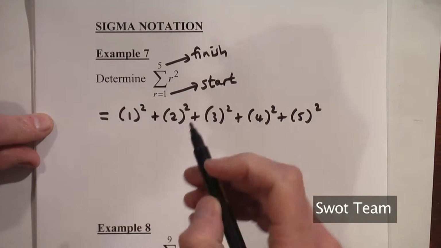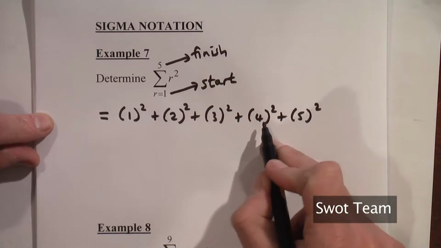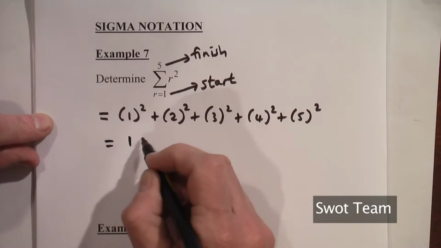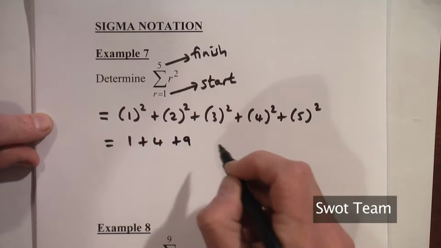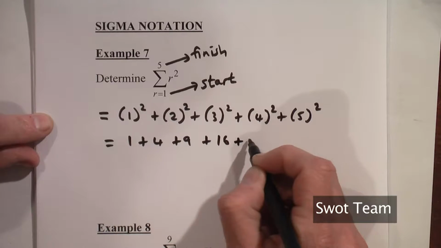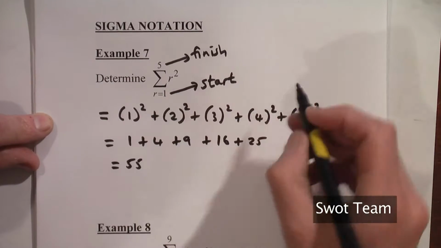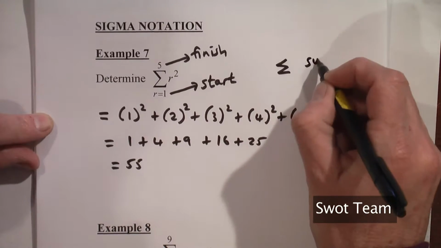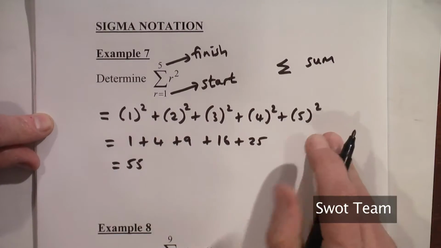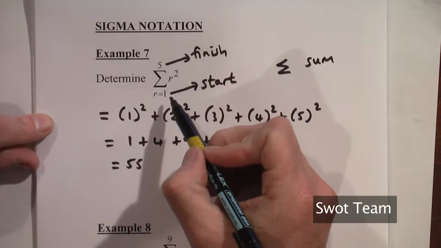So what do we have? 1 squared plus 2 squared plus 3 squared plus 4 squared plus 5 squared. That's 1 plus 4 plus 9 plus 16 plus 25. If you work that out, it comes to 55. Sigma means sum. Add up the terms starting from 1 to 5, substituting into the general term, giving you that. Be careful with those. It can come up quite a bit.